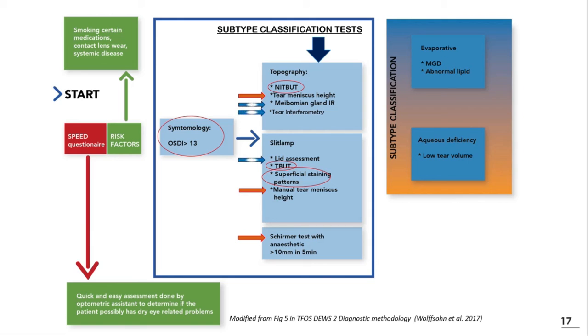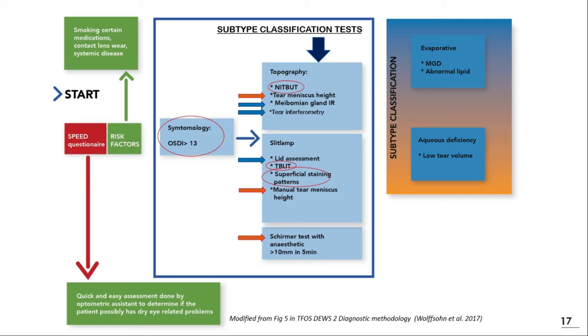Then the second one is the blue arrows. These are the ones that are done for evaporative. So your meibomian gland infrared scan, your interferometry, and your lid assessment normally points to more of an evaporative problem. And with these patients, you are going to have an oil problem, and lids are the main culprit when it comes to evaporative disease.